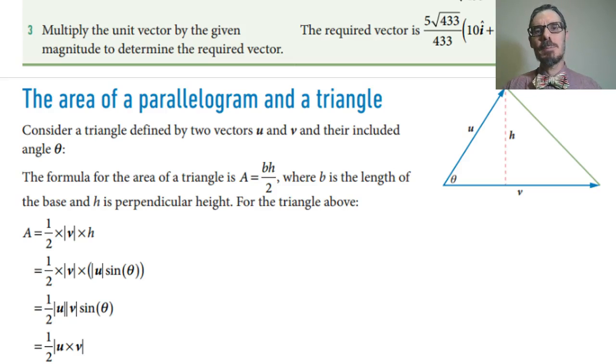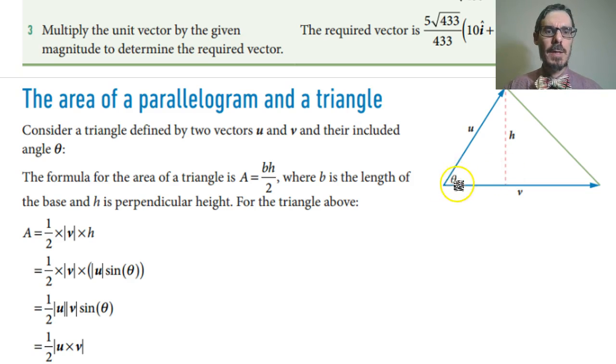Now, let me show you some magic that you can do with the vector product. Have a look at this triangle over here. U is here and V is here. How do I work out the area of this triangle? Well, the area of the triangle is half of the base times the height. But how am I going to work out the height?